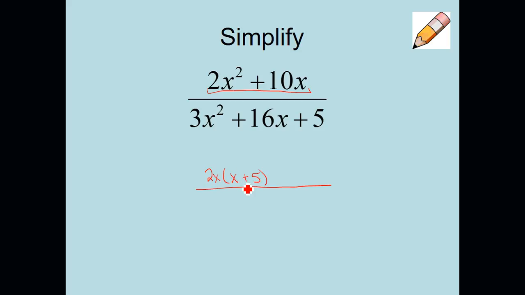Now if I look at the denominator, the bottom part of this fraction, this has 3 terms. I need to do the AC method to this guy. 3 times 5 is 15. What multiplies to make 15 and adds to make 16? 15 and 1, so I'll do 3x squared plus 15x plus 1x plus 5. This is just factoring like we always do. Take out the 3x here, it leaves me with x plus 5. Take out the 1, leaves me with x plus 5.